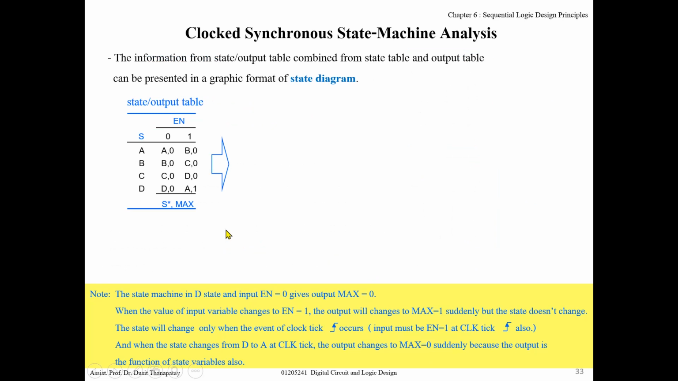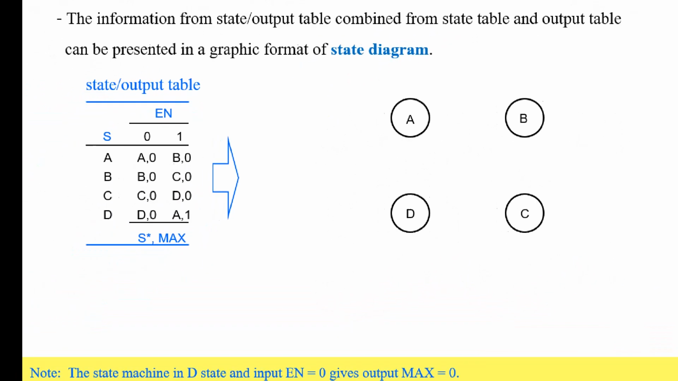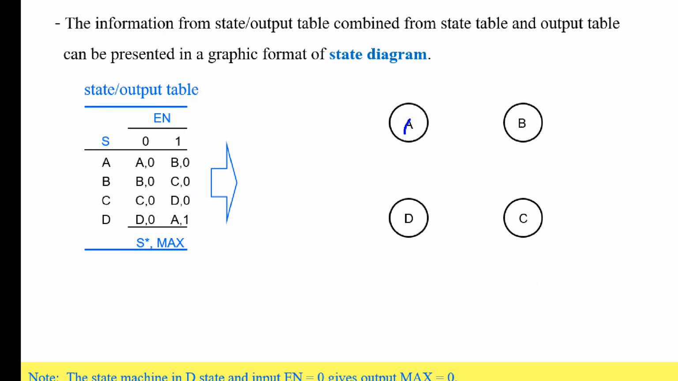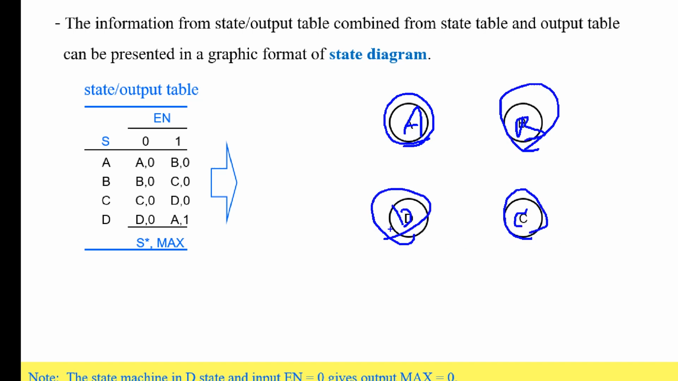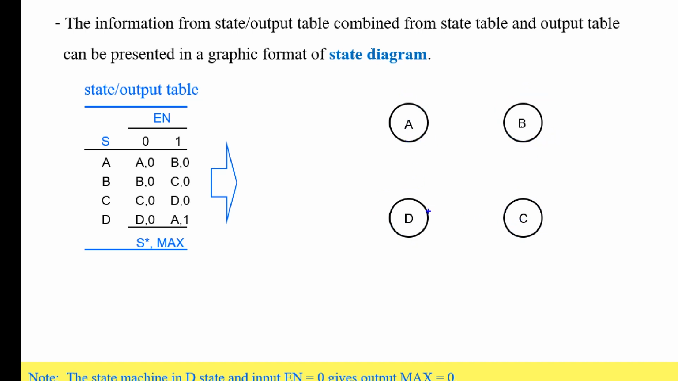And actually, there is one more representation for state machine that is often used also. That is the state diagram. How to write a state diagram? At first, you write the state names in circles: A, B, C, D. Then you consider, for example, the next state at first.